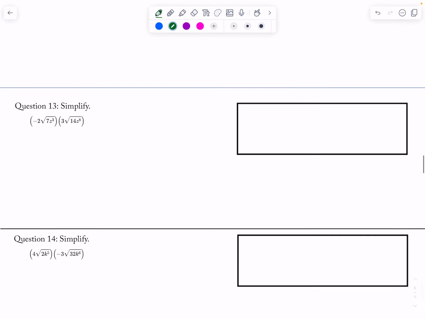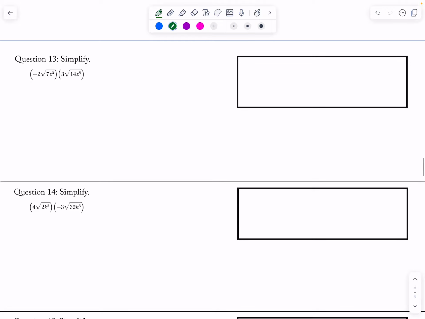Okay, 13. So we are multiplying this together. So I have a negative 2 times 3. So that gives me my numbers in front. And then I have a root 7, and I have a z squared and a z, and 14 can break down into 2 times 7, and I have z squared, 4 times, to give me 8 of them.